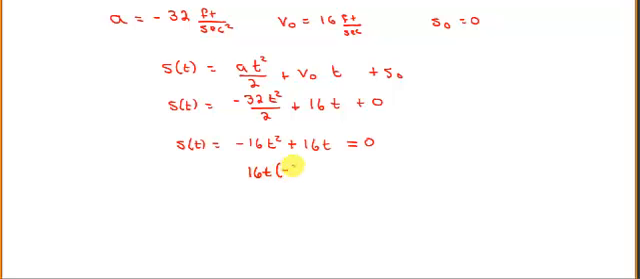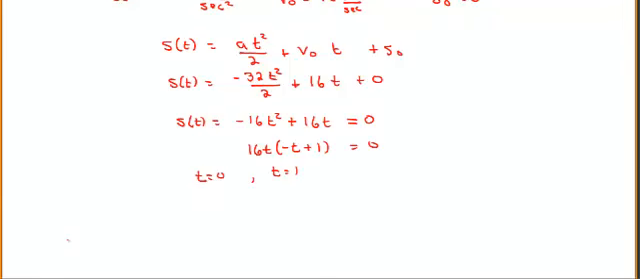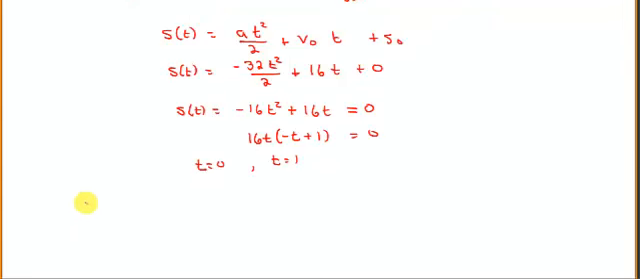Well, out of this I can factor 16t, and I'll be left with negative t plus 1 is equal to 0. Well, I see that if t is equal to 0, this result is 0. And I see here that if t is equal to 1, the result is 0. Of course, when t is equal to 0, that's just when the object is being fired, so that's when it's leaving the ground. It's going to be at ground level 1 second later. So the answer to this question, how long will it take for the projectile to hit the ground? The answer is going to be 1 second.